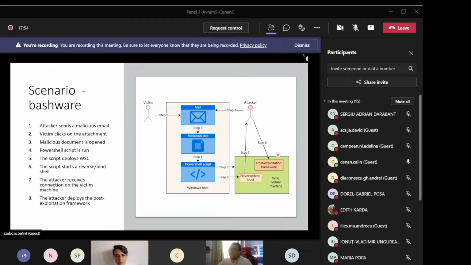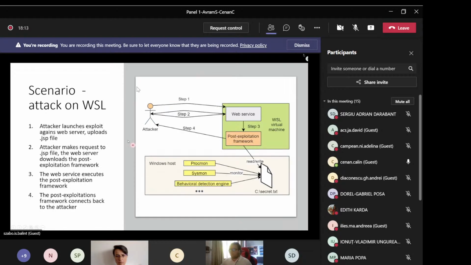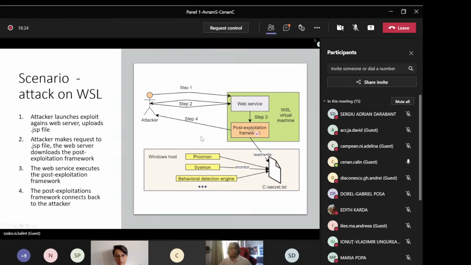For an attacker, we propose two scenarios in which an attacker can make use of WSL. The first one, an attacker sends an infected mail to a victim. The mail contains a document which will run a script. The script deploys the WSL virtual machine and runs some malware inside the machine. In the second scenario, we already have a WSL machine deployed, which runs an exposed web service, and the attacker exploits the web service and deploys its malware.